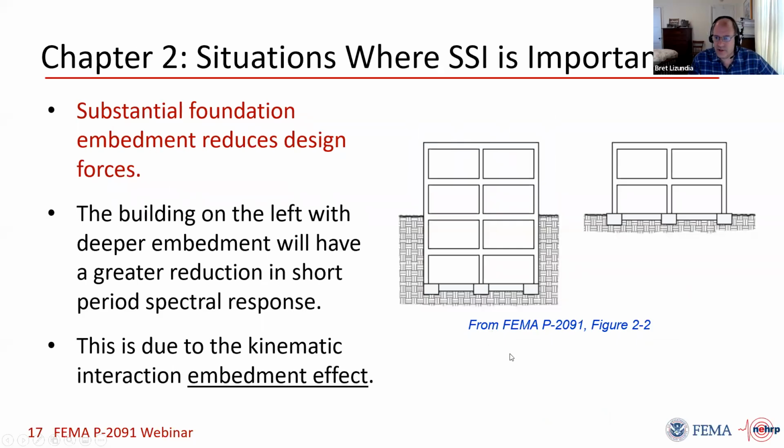So deeper means that there is a bigger kinematic interaction embedment effect. So that depth tends to reduce the ground motion that would have been experienced at the free field, but is that foundation input, that FEMA input to the bottom. So deeper embedment, like this building on the left, is going to have a bigger impact and a greater reduction also in its short period spectral response, and pretty much no impact from 1 second beyond.